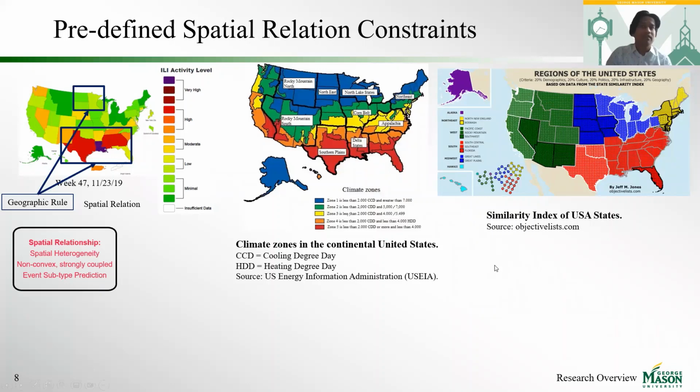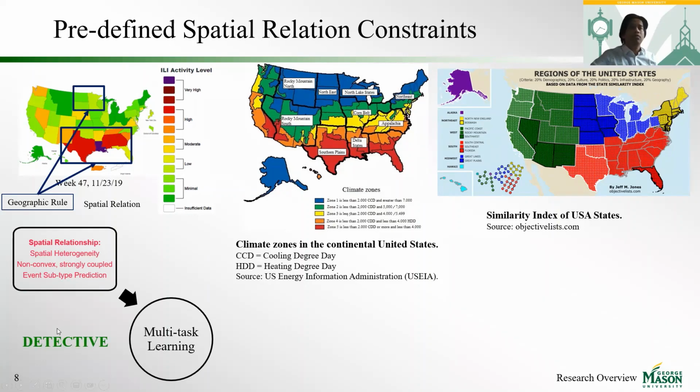So there comes our first work. That is a spatial relationship we focused on, where we capture this spatial heterogeneity that becomes a non-convex and strongly coupled problem. We implement that one for event subtype prediction, and that is one of our works for multitask learning. The model we proposed here is called DETECTIVE.